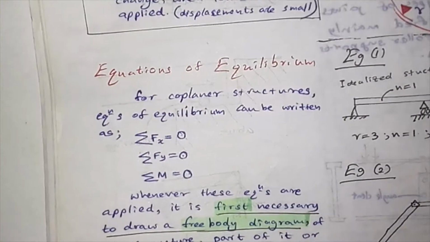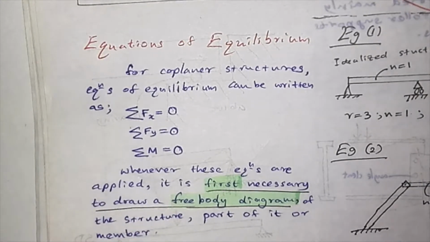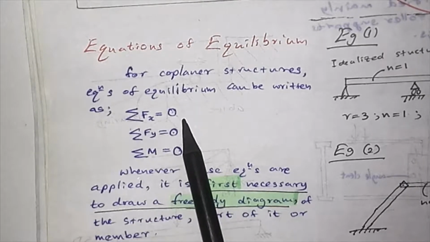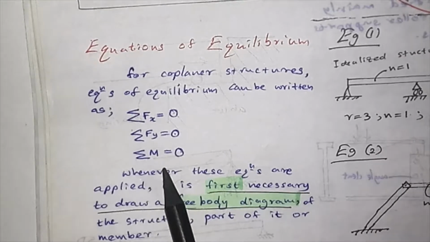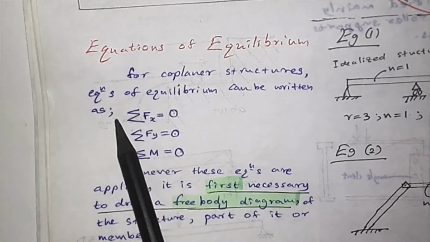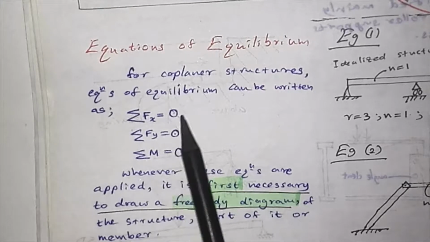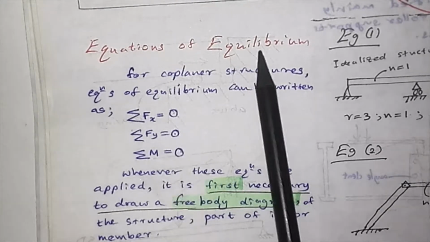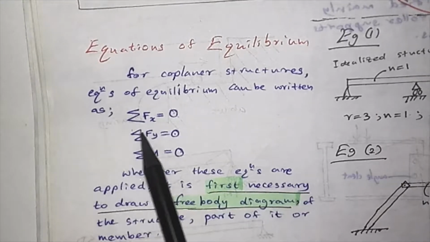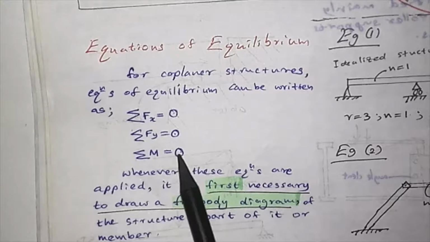For that principle we use equations of equilibrium. Equilibrium is stability. For coplanar structures, equations of equilibrium can be written as sigma Fx = 0, sigma Fy = 0 and sigma M = 0. The total forces in the x direction should be 0 for equilibrium, so it means the structure doesn't move. In the y direction also, sigma F means total forces in the y direction should be 0, and sigma M means total moments should be 0.